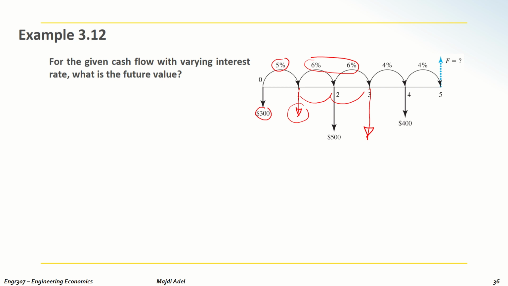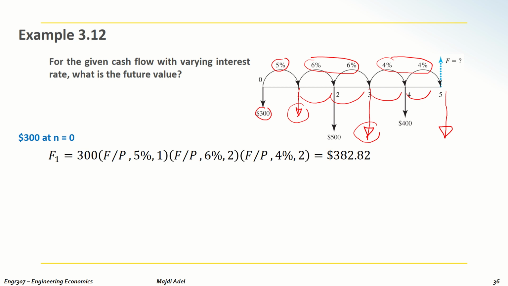Okay? And this transaction now we can compound it for 2 interest periods at 4% to get its future value at n equal 5. And we can apply the same principle for the 500 and 400 transactions.